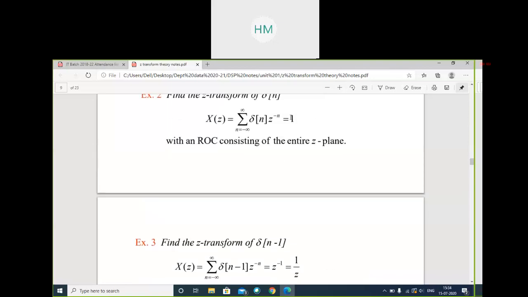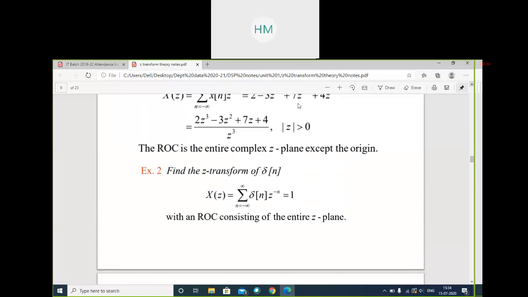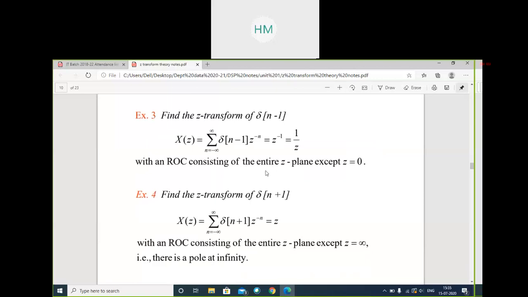Here it consists of the entire z plane because X of z value is 1 throughout. So it consists of the entire z plane. For z equals 0, we had the entire complex z plane except the origin value. And here we have the entire z plane except z equals 0.